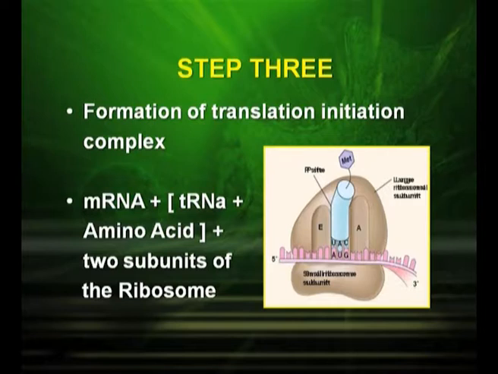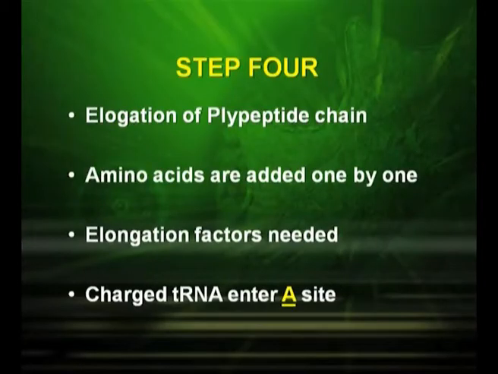In step 3, there is a formation of translation initiation complex, that is the mRNA plus tRNA plus amino acid plus the 2 subunits of the ribosomes. That forms the translation initiation complex. As you can clearly see in the picture, the small subunit and the large subunit of the ribosome with the mRNA and the initiating codon AUG, with the tRNA having the anticodon UAC and the initiating amino acid, that is methionine.